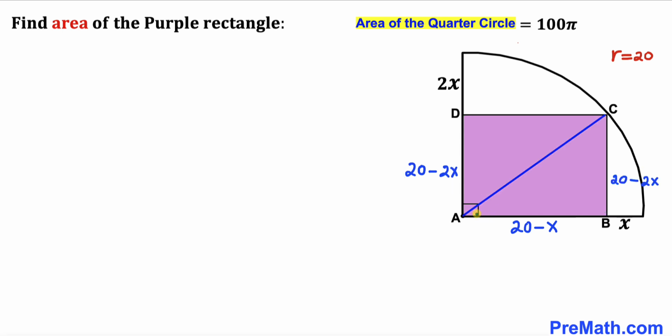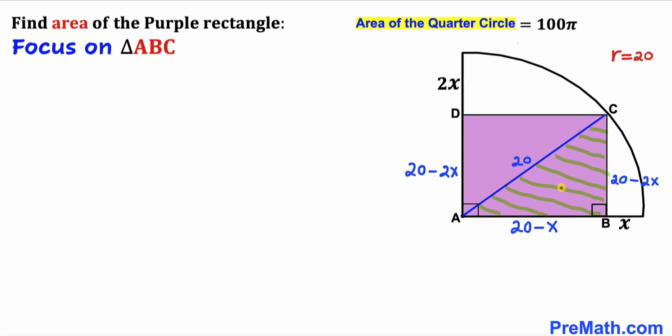And here's our next step. I have connected this center A with this point C on the circle. Now we can see that this AC is our radius as well. We know our radius of this quarter circle is 20, so this AC is going to be 20 units. Furthermore, this angle is going to be 90 degrees since we are dealing with a rectangle.